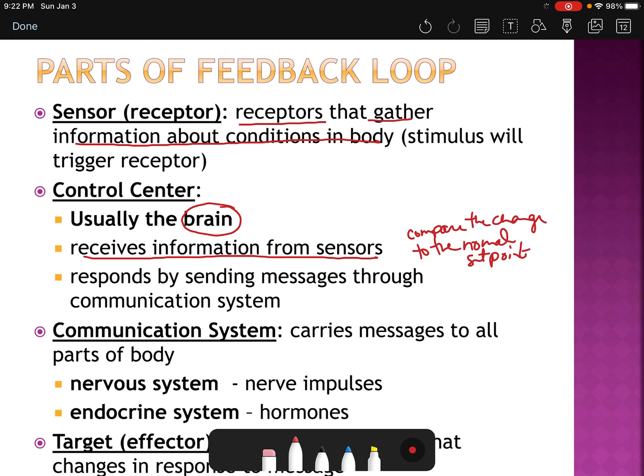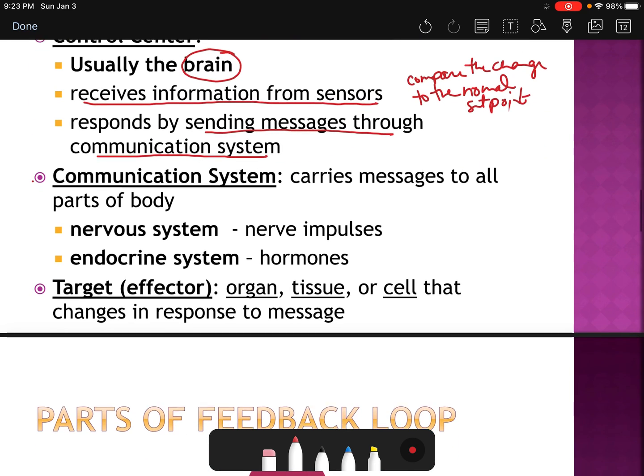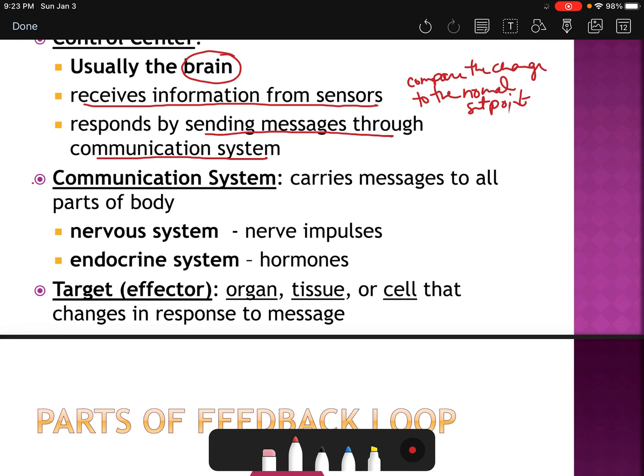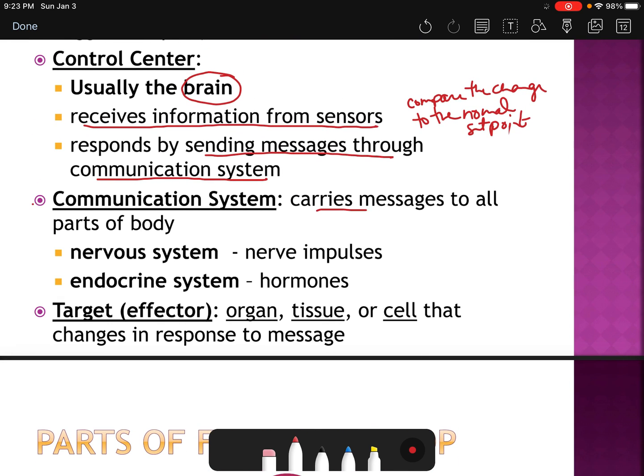And then they respond somehow by sending a message through a communication system. So they're right in between the sensor and the communication system. So the brain receives the message from the sensor that there's some sort of change. It compares it with what the normal set point is, and then it relays a message via a communication system. The communication system carries the message to all parts of the body, okay?